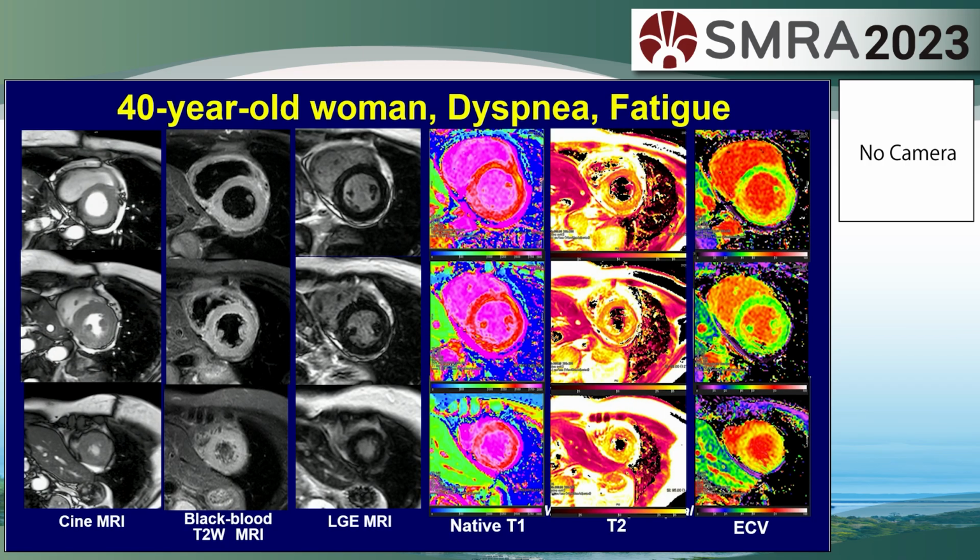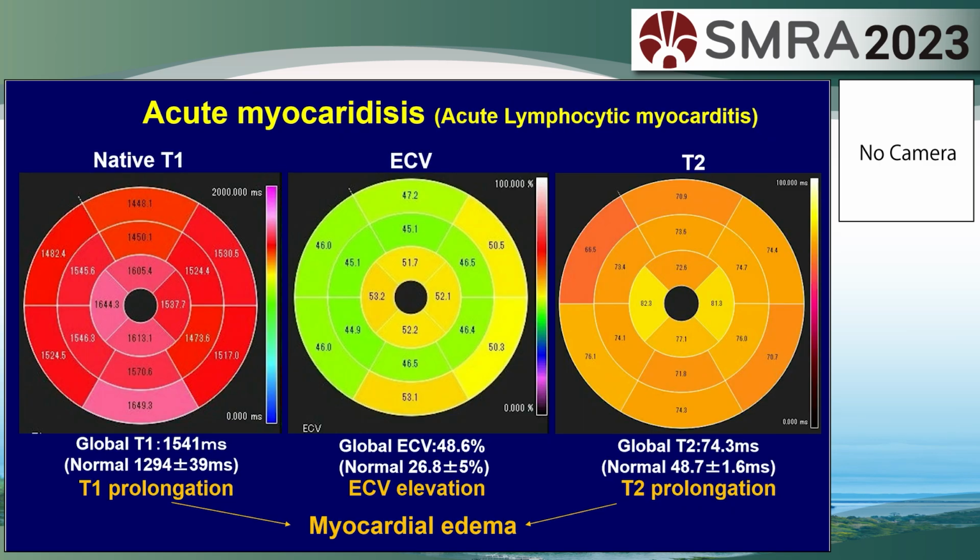But by using native T1 and T2 mapping, on the native T1 map, global T1 is increased to over 1,500, and T2 is also severely prolonged to over 70 milliseconds. So these two findings indicate myocardial edema.